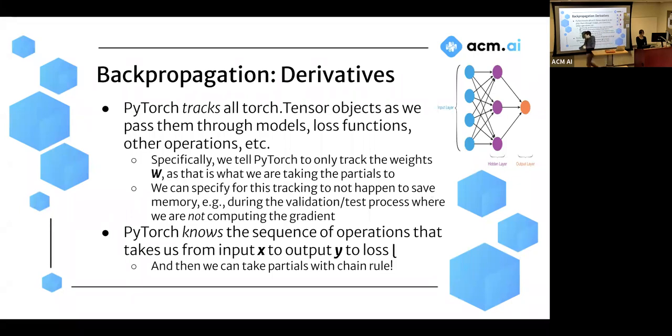So how does PyTorch actually do this then? What PyTorch does is it tracks all torch.tensor objects as we pass them through models, loss functions, and other operations. Specifically, we tell PyTorch to only track the weights W, as that is what we are taking partials with respect to. And we can specify for this tracking to not happen to save memory, for example, during validation and test processes where we're not computing gradients.